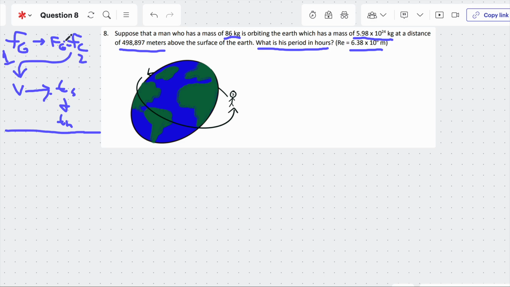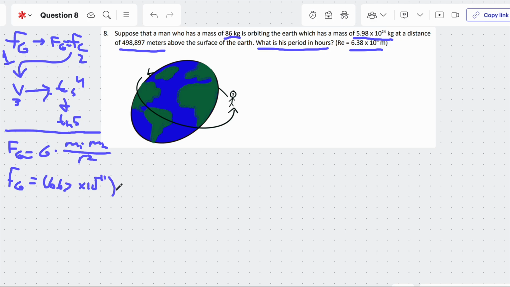So step 1, step 2, step 3, step 4, step 5. Okay, so step 1, we need to find the force of gravity between these two things. So we're going to use our big F of g equation. So big G times mass of object 1 times mass of object 2 divided by radius squared. Okay, luckily we know all of the values for this. Big G, 6.67 times 10 to the negative 11th.